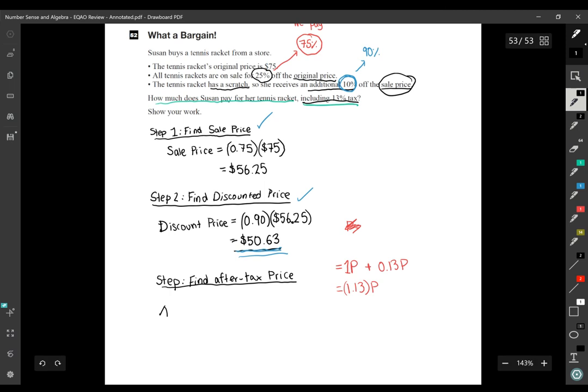So after tax price, and we get 1.13 times $50.63. Oops. And that gives us a final price of $57.21.